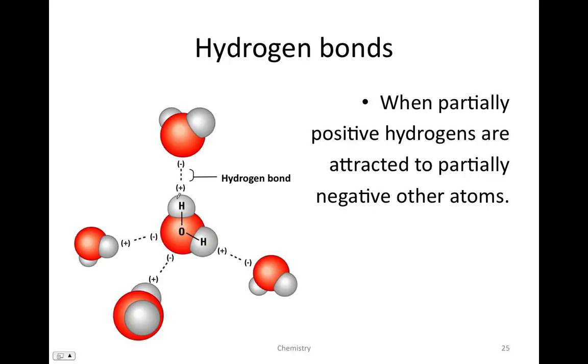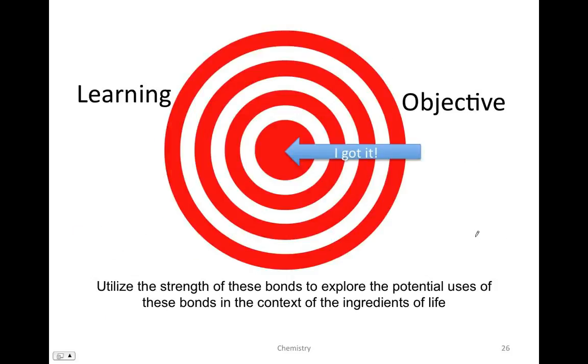The partial positive charge on one water molecule can attract the partial negative charge on another water molecule. This is a kind of bond called a hydrogen bond. Hydrogen bonds are between partially positive hydrogens and partially negative other atoms, usually oxygen, nitrogen, or fluorine. And hydrogen bonds are important in biology. We'll see some examples later.